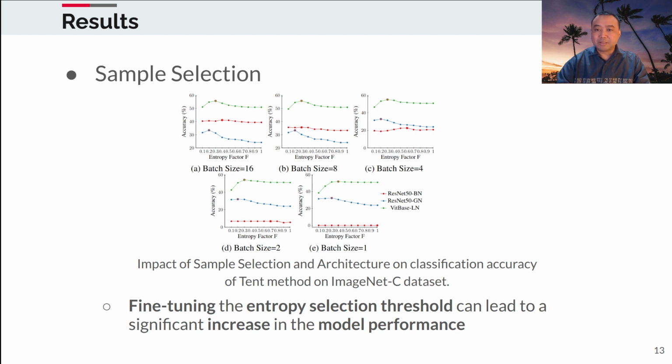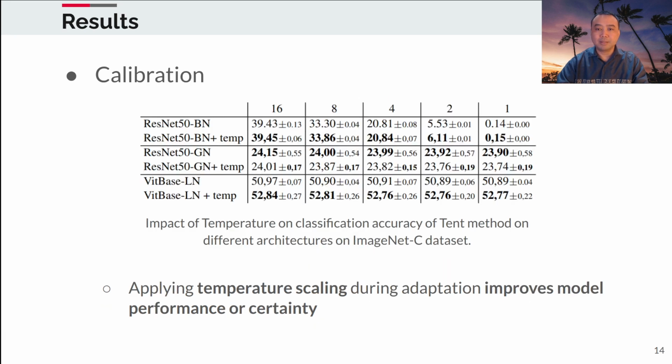From our experiments concerning sample selection, what we can remember is that fine-tuning the entropy selection threshold can lead to a significant increase in the model performance for all architectures and all batch sizes considered. Moving on now to the experiments focusing on calibration, what is interesting to observe in this table is that applying temperature scaling during adaptation improves the model performance or certainty.